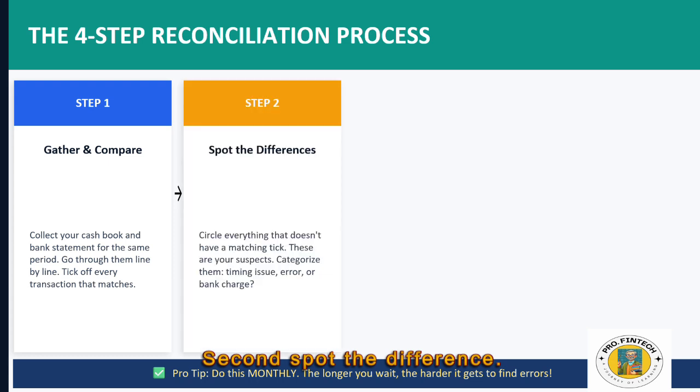Second, spot the difference. Everything left without a tick is a suspect. Circle them. Now categorize each one. Is it a timing issue, an error, a bank charge you didn't know about? Giving each item a category makes the next step much easier.